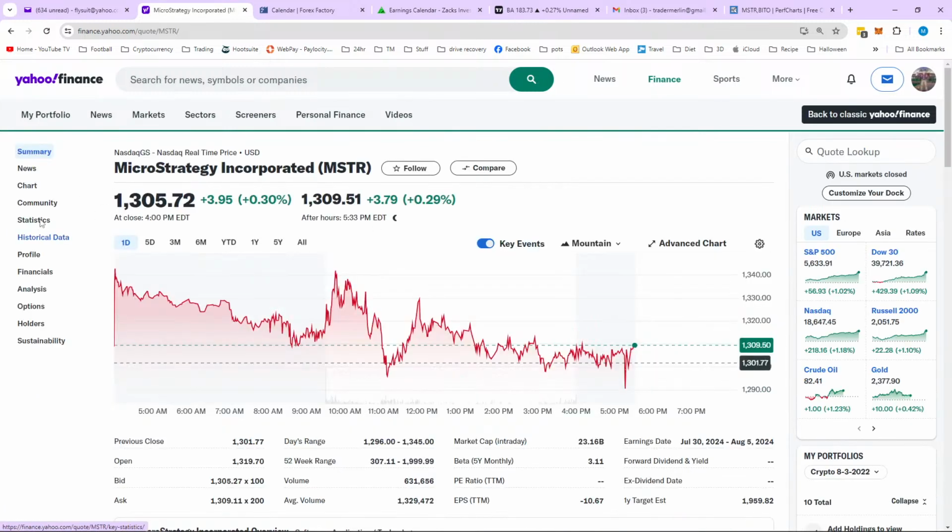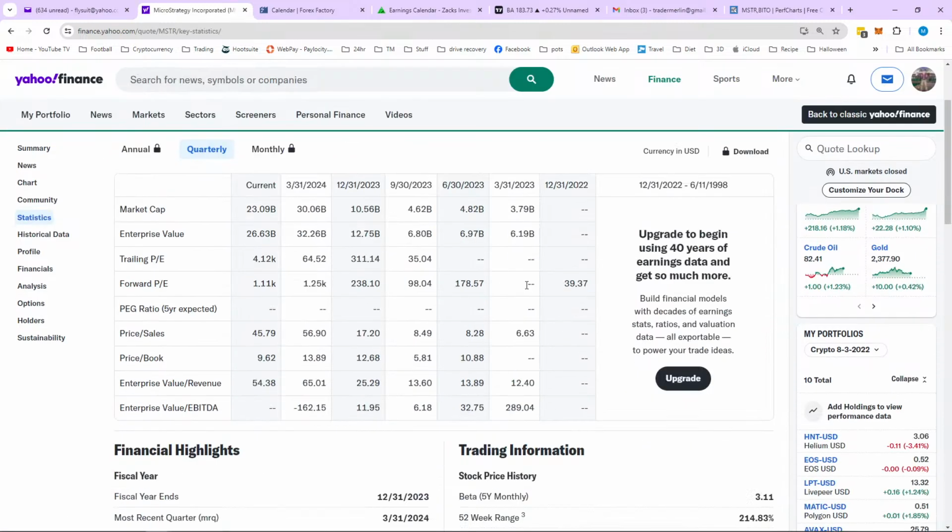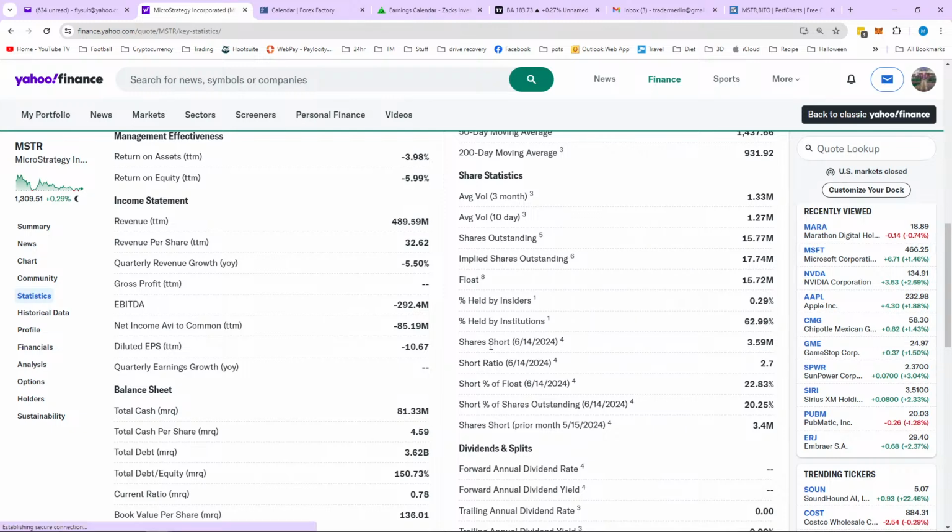And we'll go over here, click on statistics. Now this is delayed. I'm not sure if this is 100% real time. Let's scroll down here and, all right, short percent of float, 22.8, wow, damn good guess. 22.83% short interest on MicroStrategy right now.